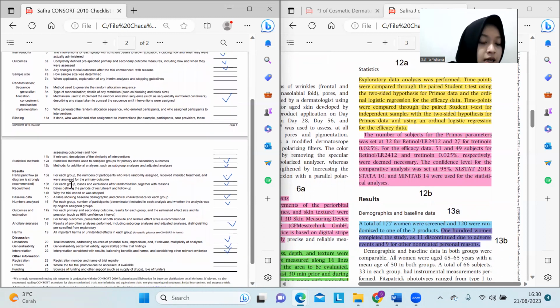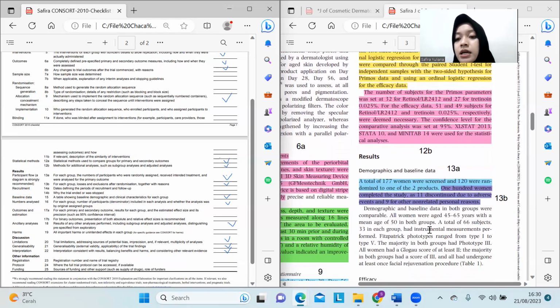And the result, number 13A, is participant flow. A diagram is strongly recommended. For each group, the number of participants who were randomly assigned, received intended treatment, and were analyzed for the primary outcome. And this is number 13A. A total of 177 women were screened and 120 were randomized to one of the two products.